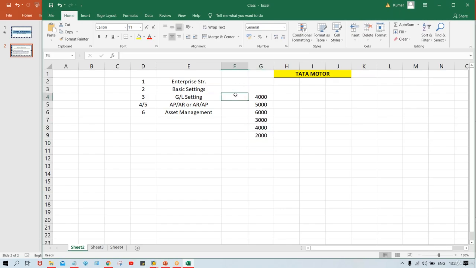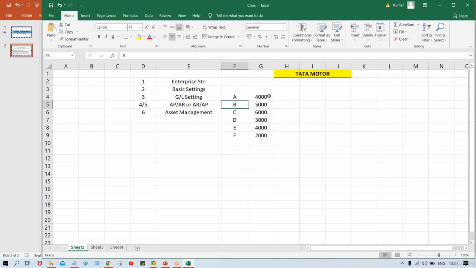Multiple invoices we have posted, and different vendors are there. Okay, these are the vendors. So this is vendor, and against these vendors, multiple, like let's suppose this invoice I have posted against this vendor, this invoice I have posted against this vendor.